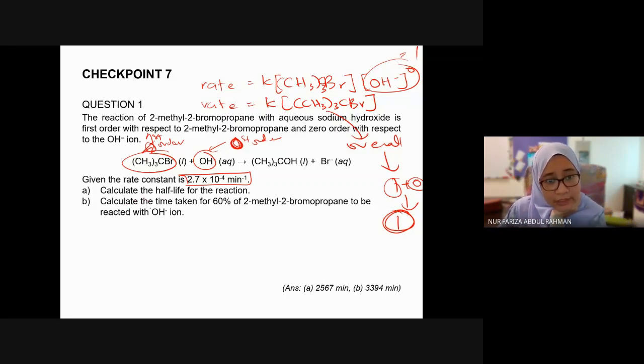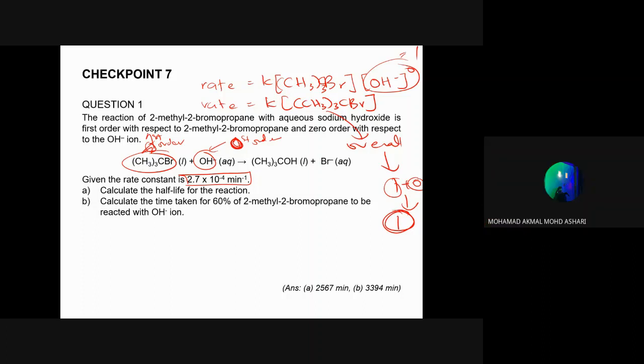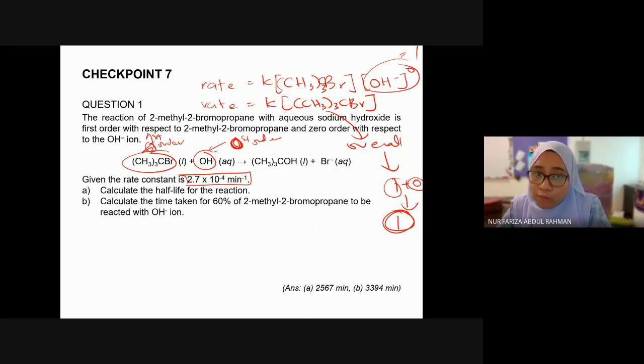Then B, calculate the time taken for 60% of 2-methyl-2-bromopropane to be reacted with OH minus ion. To be reacted. It means it will react with the OH minus ion. So imagine how much is left. Okay, understand that statement properly. 60% to be reacted means it will react with OH minus. So what is left would be 40% of 2-methyl-2-bromopropane, for this question. Maybe there will be other types of questions later, but here it means what remains is 40%. I can't say how it will appear, but please read the question carefully.